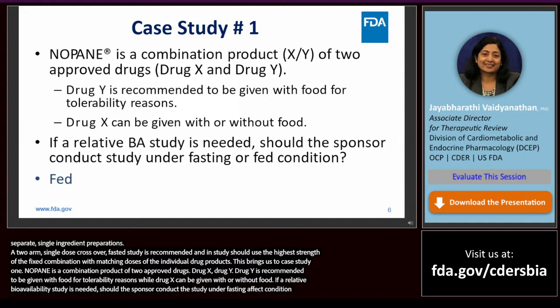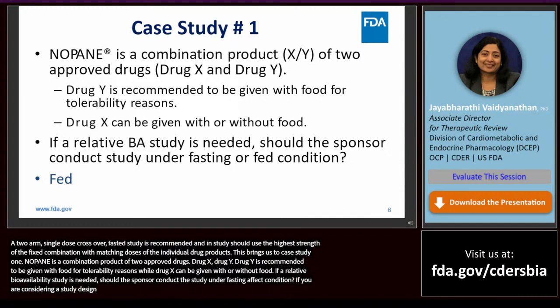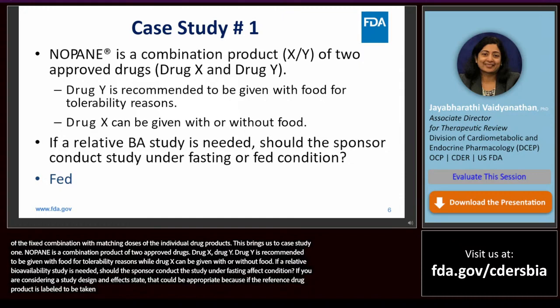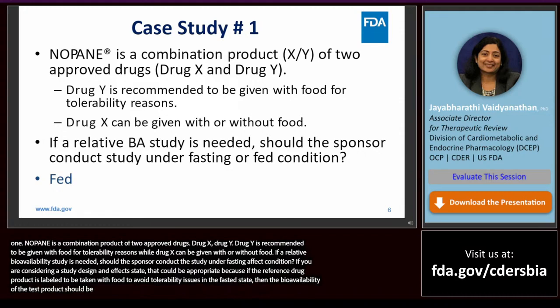If a relative bioavailability study is needed, should the sponsor conduct the study under fasting or fed condition? If you were considering a study design under fed state, that would be appropriate, because if the reference drug product is labeled to be taken with food to avoid tolerability issues in the fasted state, then the bioavailability of the test product should be evaluated under fed conditions according to the labeling instructions for the reference product.